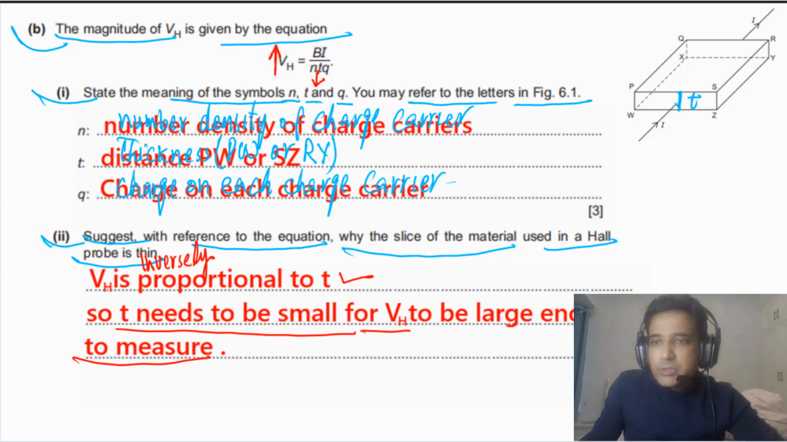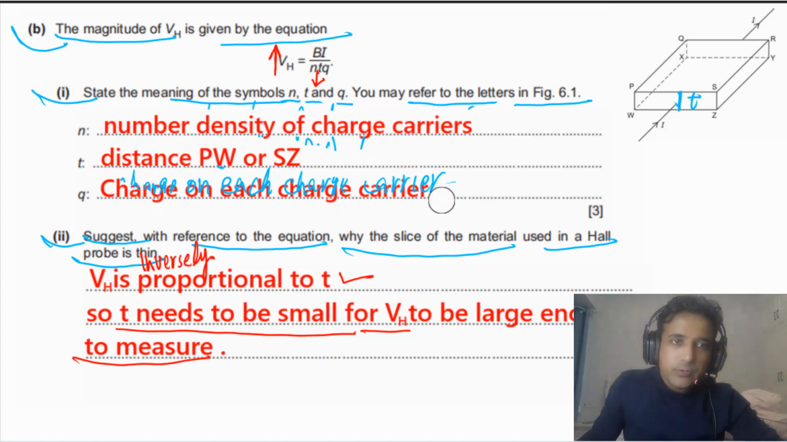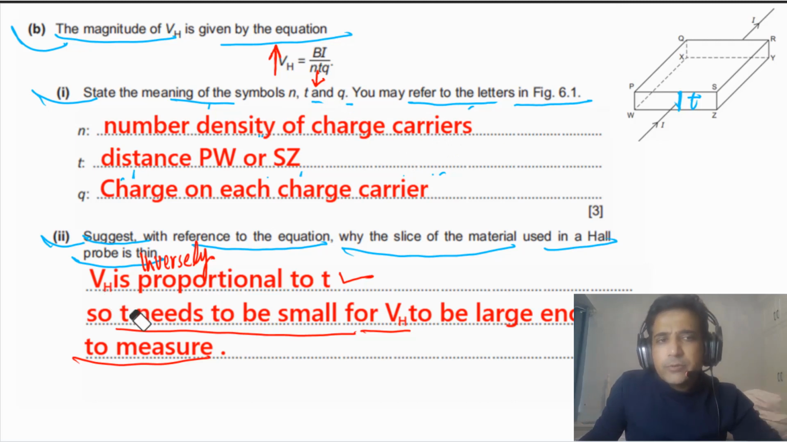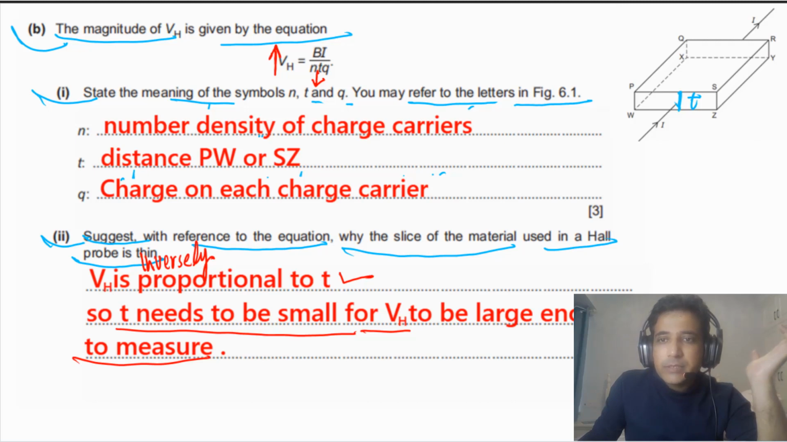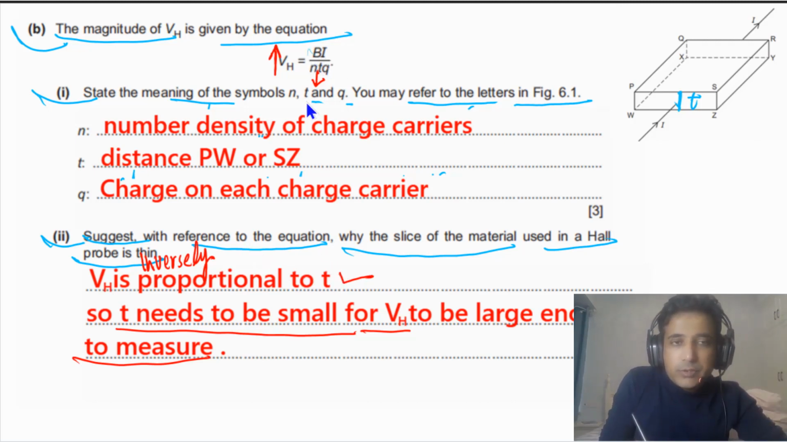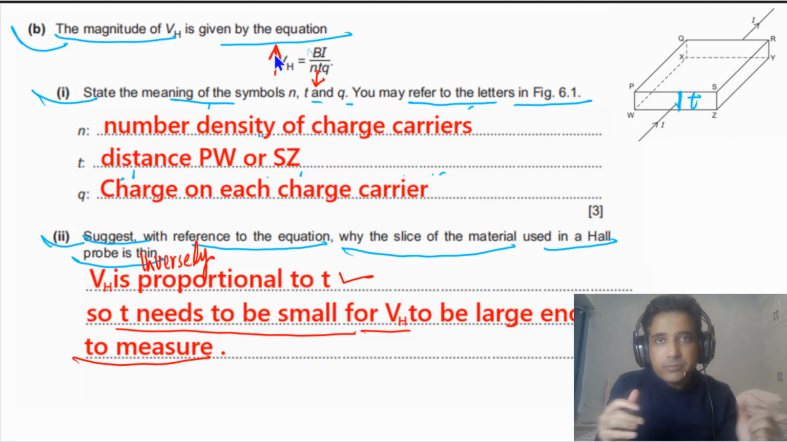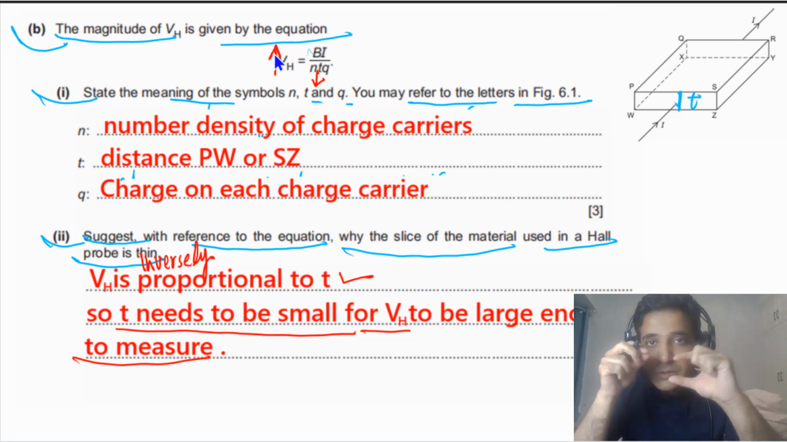So this is also the answer for part A. Even if you write down VH is proportional to T, that is acceptable, because proportional could mean inversely or directly proportional. But if you want to be very specific, you can say VH is inversely proportional to T. So if T is small, VH will be larger. And if VH is larger, it means we can reduce percentage uncertainty, or measure it with higher accuracy.